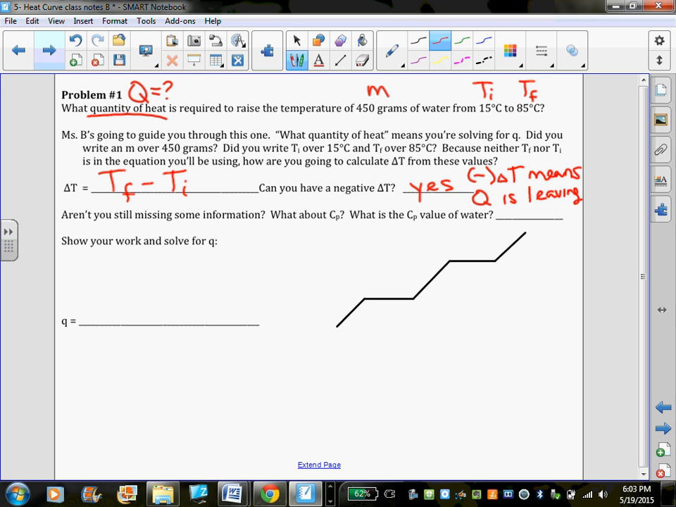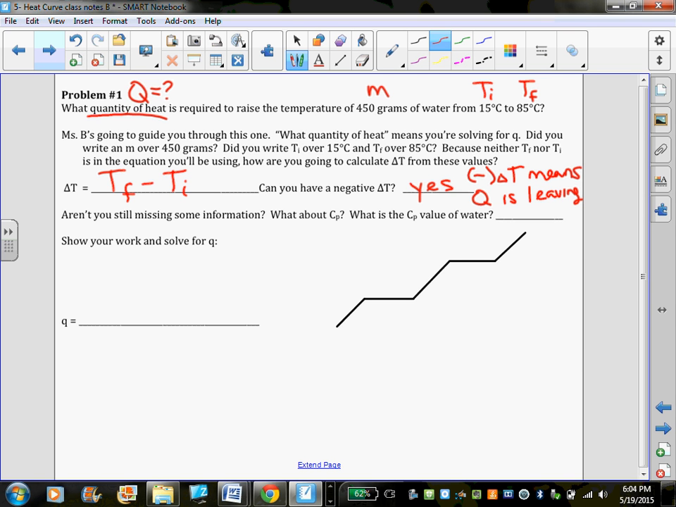Now you have to be able to determine, should I have heat leaving or should I have heat coming in? Should my temperature be going up because heat is coming in, or should my temperature be going down because some heat is leaving? That's something that you need to read out of this problem. So for our problem, since our temperature is rising, heat is coming into the system, and we would expect that our delta T should be positive.